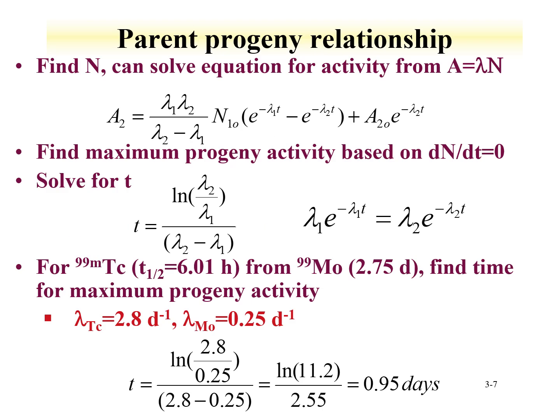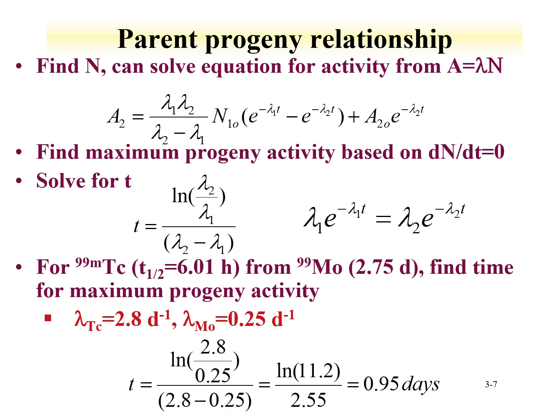Now, since we found n, the number of atoms, we can solve this equation for determining the activity of the progeny at any time by using the relationship between the number of atoms and activity. So activity equals lambda n. So we multiply this by lambda 2. So we take the term. Again, we have an initial amount of the parent, and now we have the progeny term. We can use this to find maximum progeny activity based upon just the change of the progeny with respect to time equal to 0. We're maximizing. And let's solve for t.